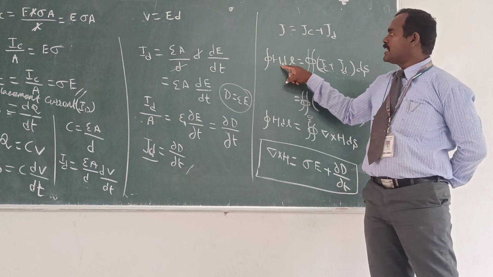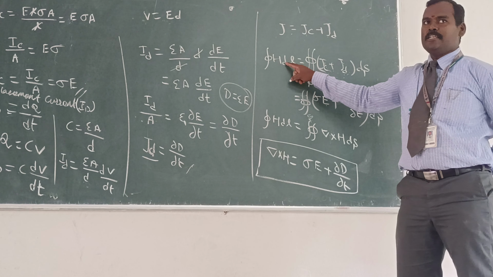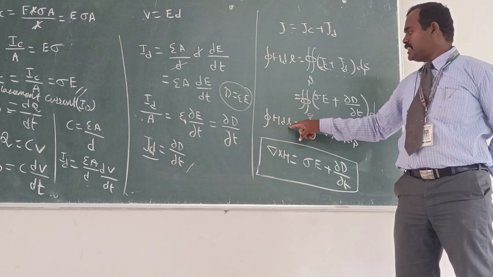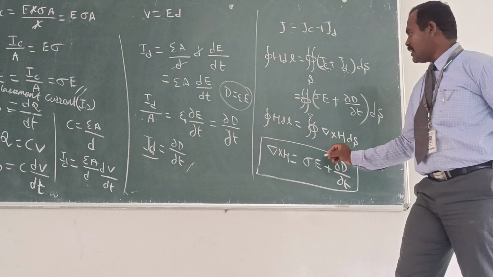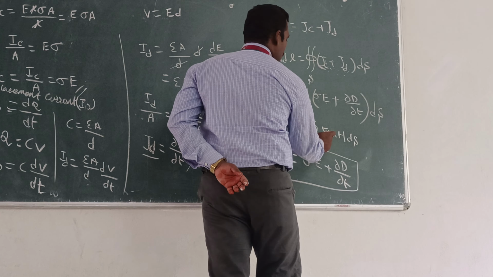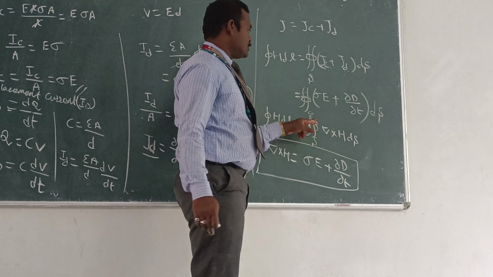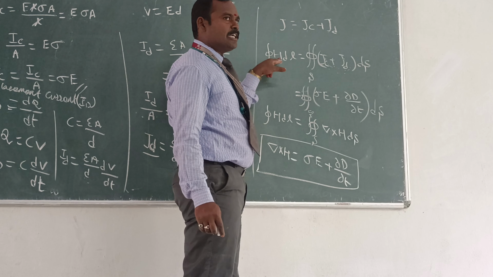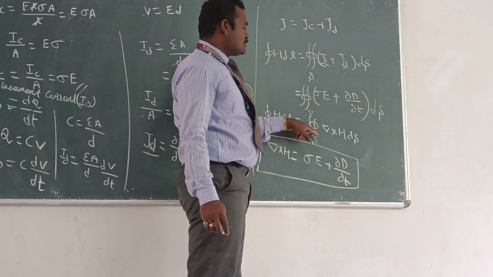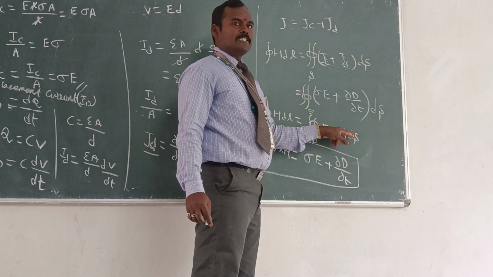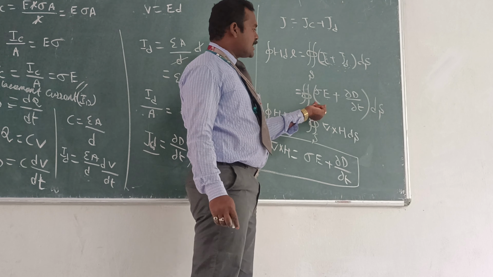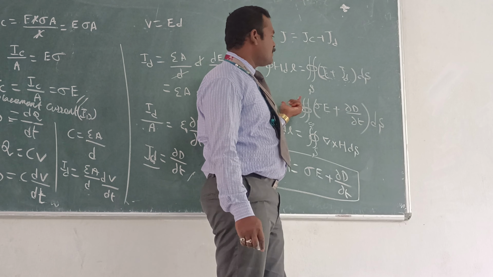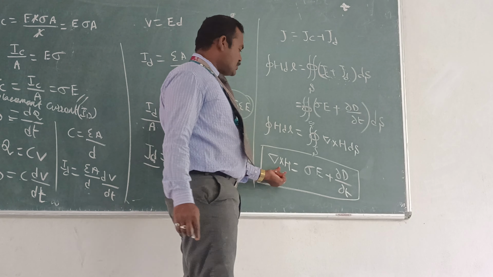So here is the line integral of H·dl, right? You can apply the Stokes theorem. From the Stokes theorem, the line integral of H·dl should be equal to the surface integral of del cross H·dS. Then you can replace the line integral with the surface integral of del cross H·dS. On both sides the surface integral is the same, so you can eliminate it.